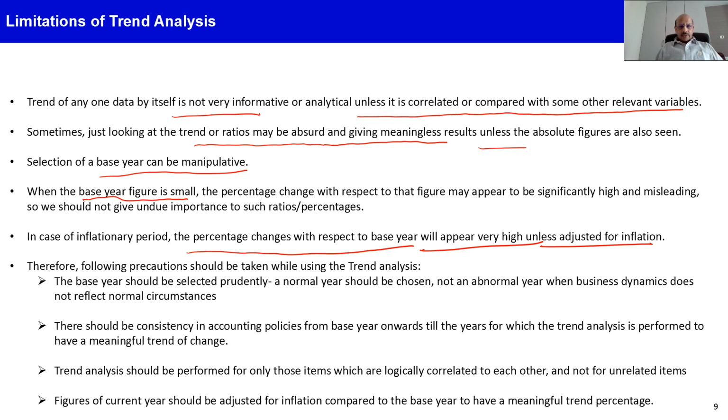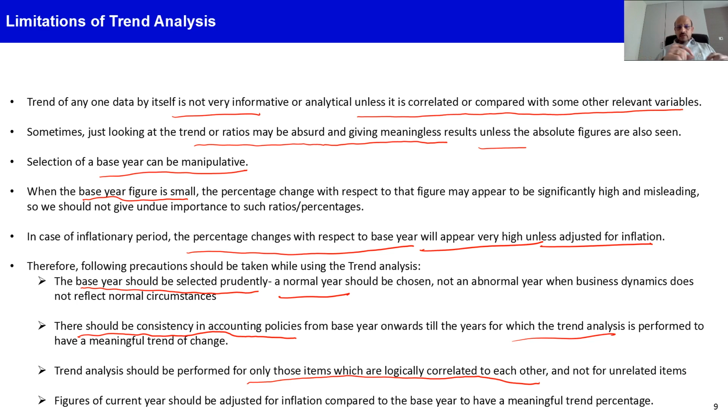However, despite these limitations, trend analysis is important and can be used if the base year is selected prudently, as a normal year. Then there should not be any inconsistency in accounting policy. The accounting policy has to be adopted consistently to make the trend analysis useful. Then the analysis should be performed only for those items which are logically correlated to each other. If they are not logically correlated, then no comparison is useful.